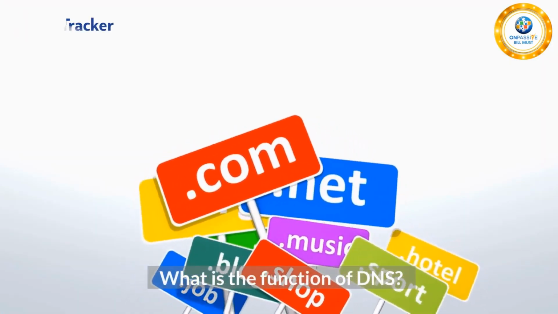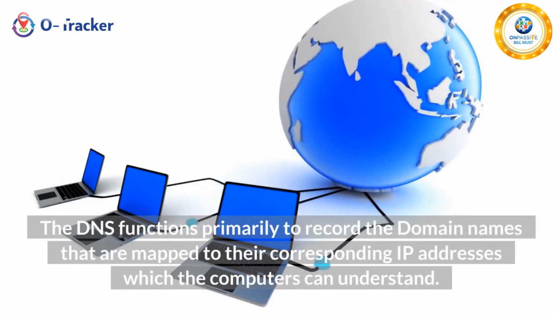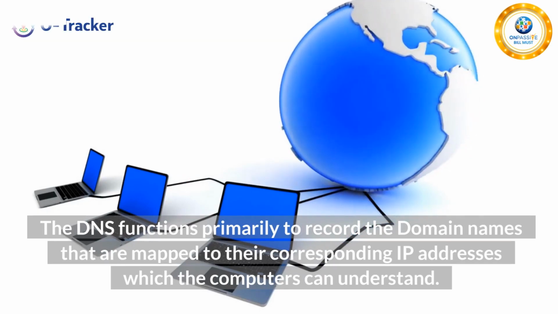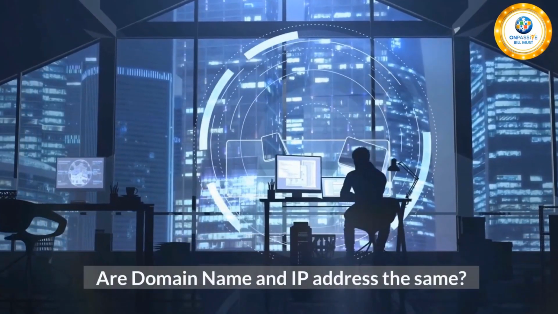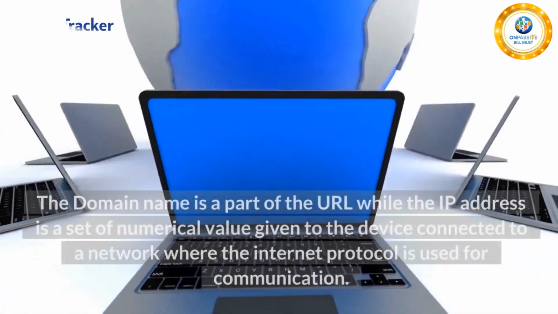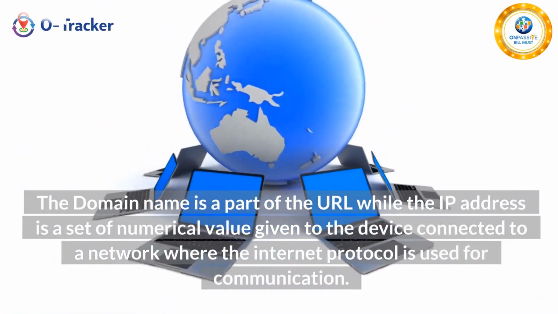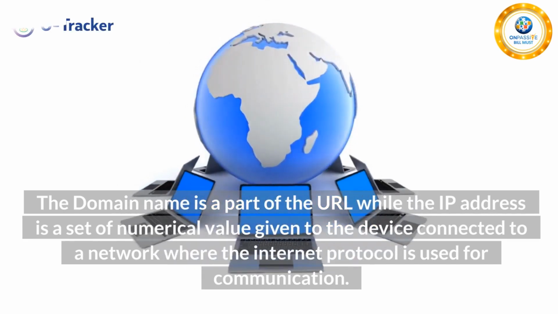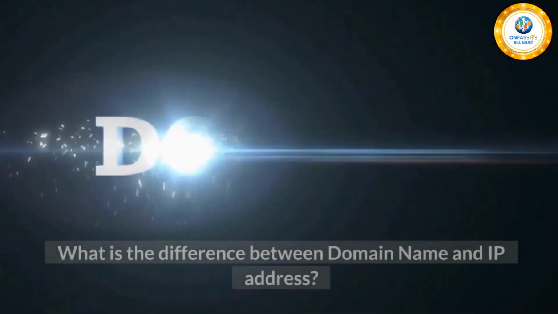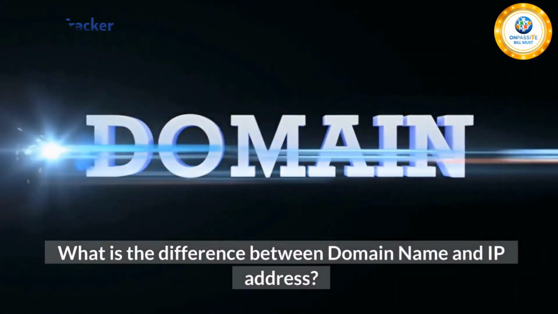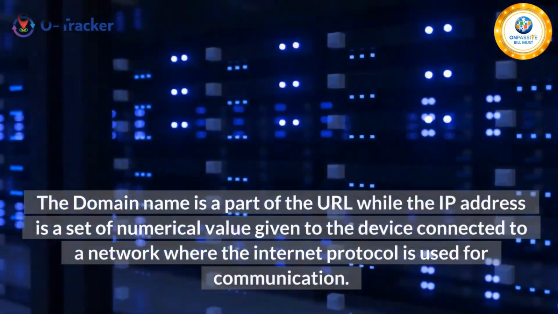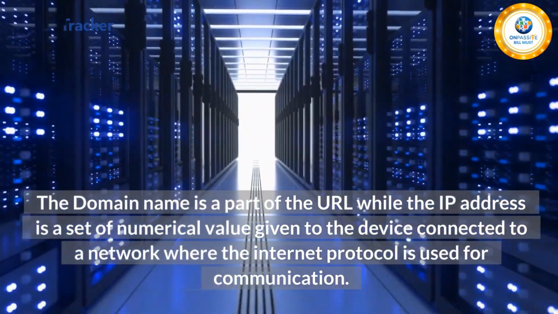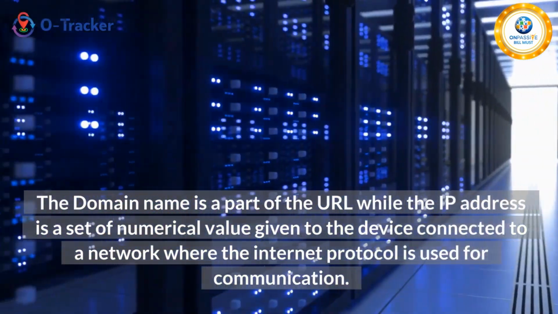What is the function of DNS? The DNS functions primarily to record the domain names that are mapped to their corresponding IP addresses, which the computers can understand. Are domain name and IP address the same? The domain name is a part of the URL while the IP address is a set of numerical values given to the device connected to a network where the Internet Protocol is used for communication. What is the difference between domain name and IP address? The domain name is a part of the URL while the IP address is a set of numerical values given to the device connected to a network where the Internet Protocol is used for communication.